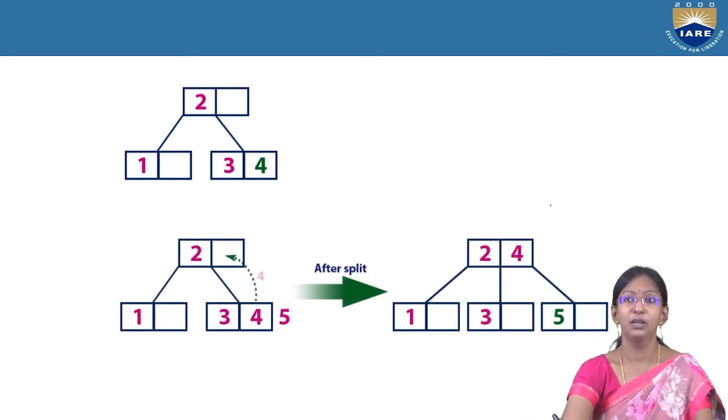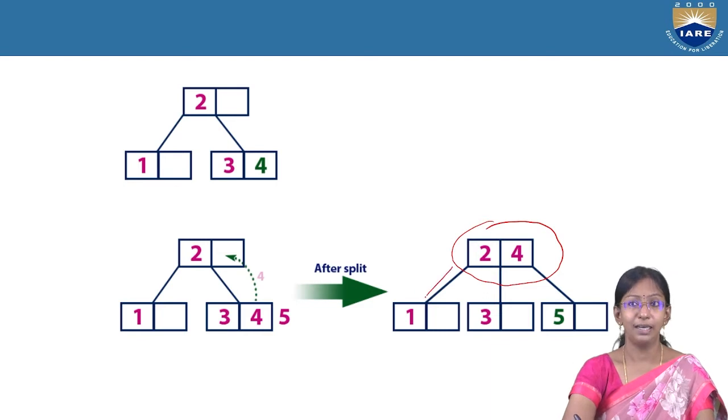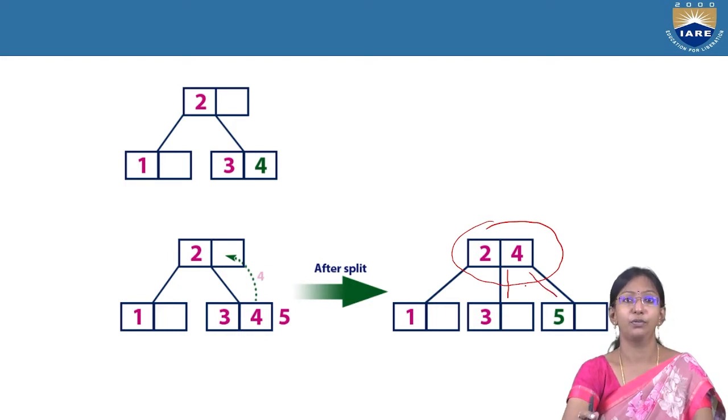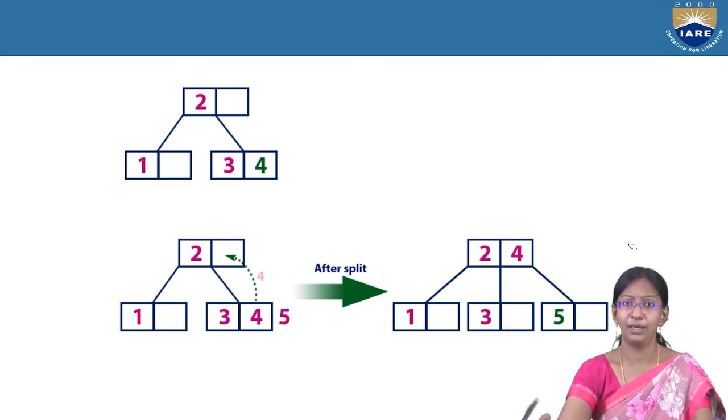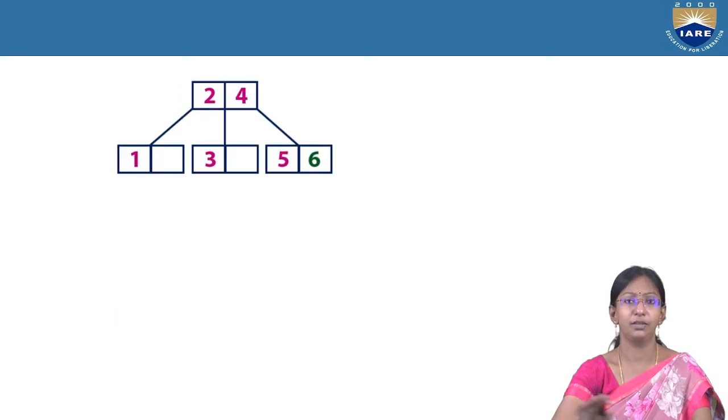Have a look at this picture, beautifully drawn. So 2 and 4 will be the new root, whereas 1 is the left of 2, and 3 is the right of 2. In view of 4, 3 is the left of 4 and 5 is the right of 4. Now, what is the next element to be inserted? 6. It is going to sit beside 5. Is there any problem? As that node can accommodate it, no problem, insert it. Job done.